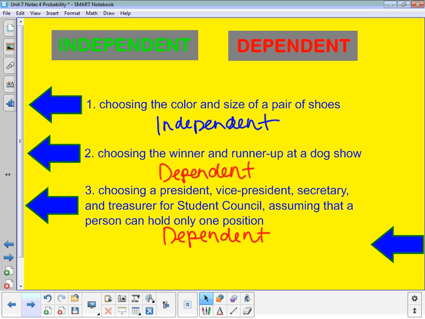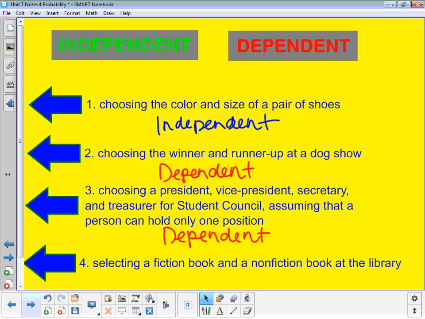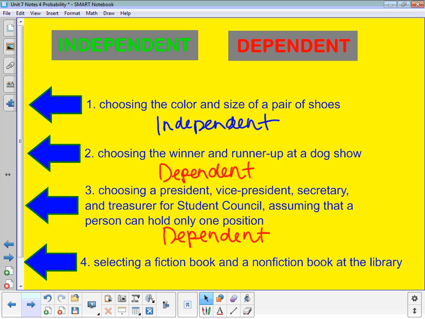I want you to pause the video at this point and see if you can decide about number 4. In number 4, you're going to select a fiction book and a nonfiction book from the library. You determine, is that independent or dependent?